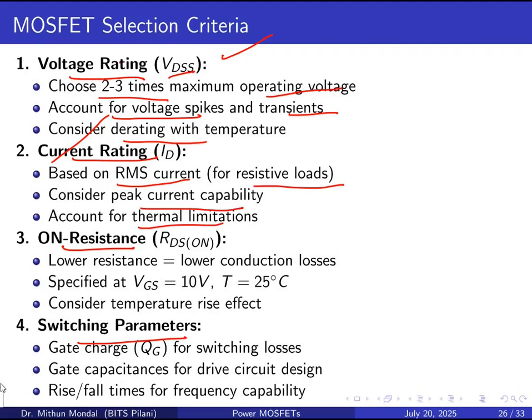On resistance, generally a lower resistance will have lower conduction losses. It is specified when the gate to source voltage is 10 volt at a temperature of 25 degrees centigrade. So consider the temperature rise effect as well.